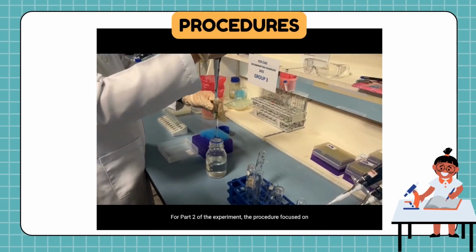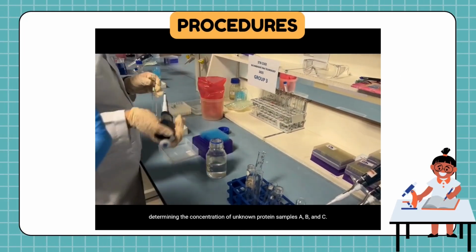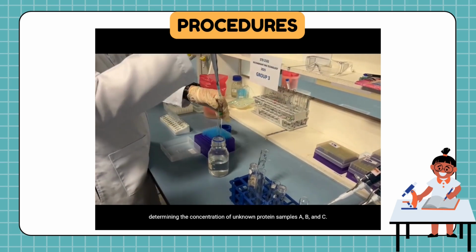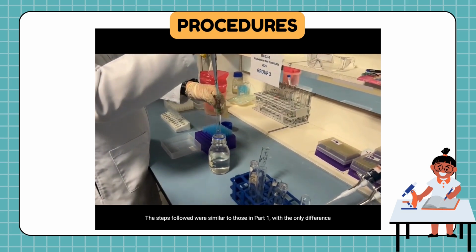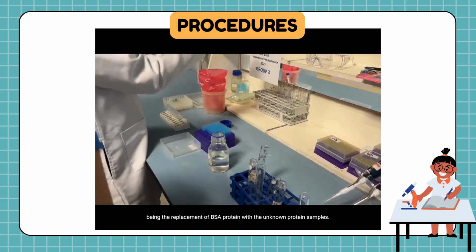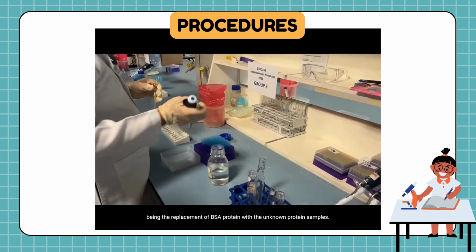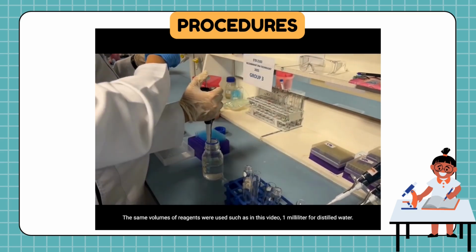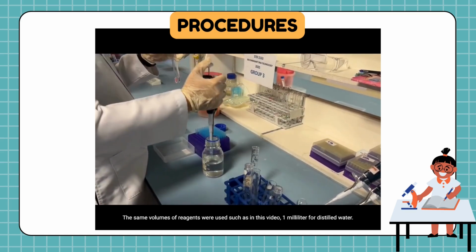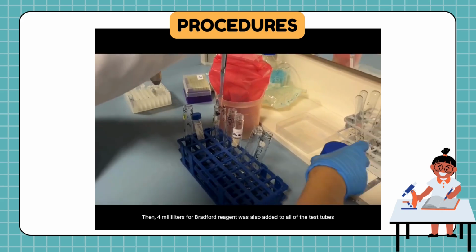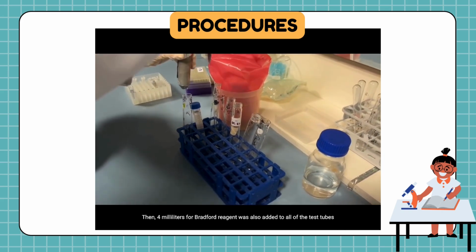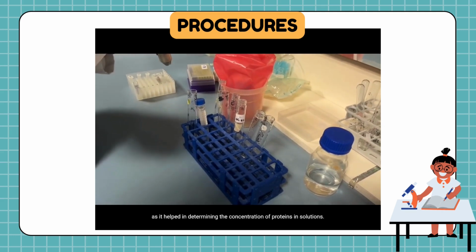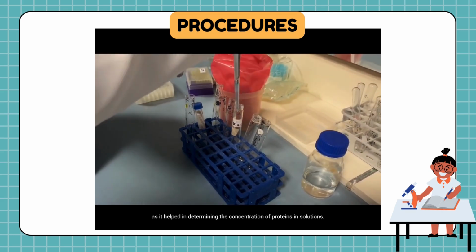For part 2 of the experiment, the procedure focused on determining the concentration of unknown protein samples A, B, and C. The steps followed were similar to those in part 1, with the only difference being the replacement of BSA protein with the unknown protein samples. The same volumes of reagents were used, such as, in this video, 1 milliliter for distilled water. Then, 4 milliliters of Bradford reagent was also added to all of the test tubes, as it helped in determining the concentration of proteins in solutions.